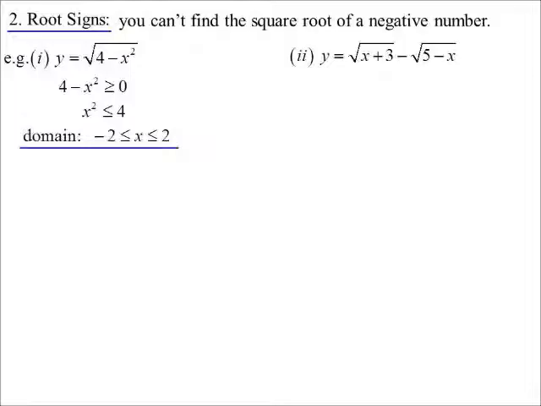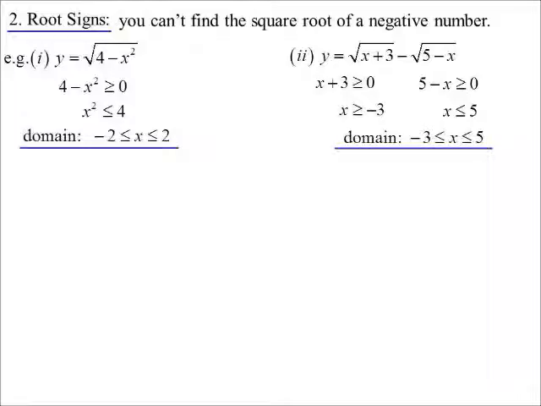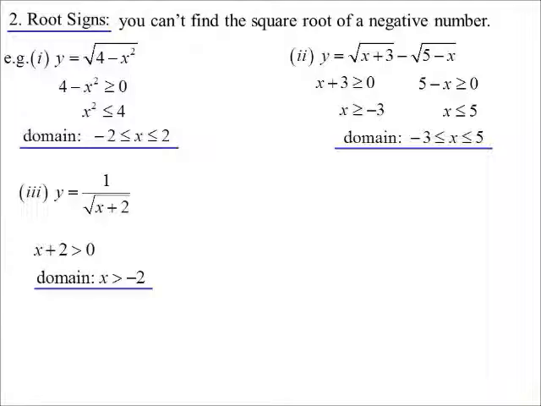Two square root signs, both of them must be true. So I know x must be greater than or equal to minus 3, but it must also be less than or equal to 5. Both must be true. So I'm looking for all numbers that are greater than minus 3 but less than 5 for that particular one. Now this is where we combine the ideas. I've got the square root sign, so I know x plus 2 has to be greater than or equal to 0. However, it's on the bottom of a fraction, so it can't equal 0. So it's simply x plus 2 is greater than 0 in this case, so x is greater than minus 2.